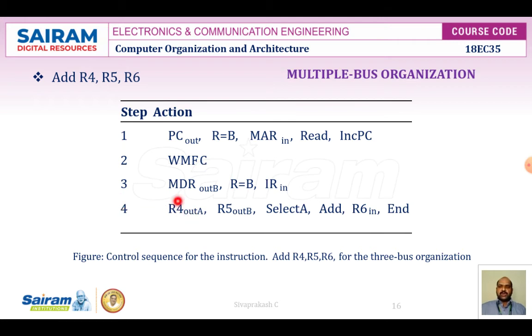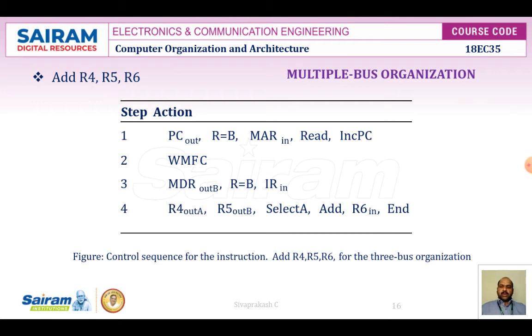Here the fourth step enters the execution phase of the instruction, which requires only one control step to complete by decoding the instruction, and the add operation takes place in a single step. So R4 out and R5 out, select A, add operation, and R6 is loaded, which marks the end of the instruction execution. In this way it provides more paths for data transfer, and a significant reduction in the number of cycles needed to execute the instruction is achieved.